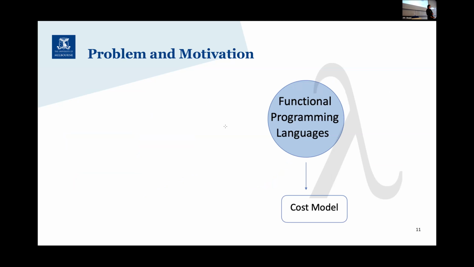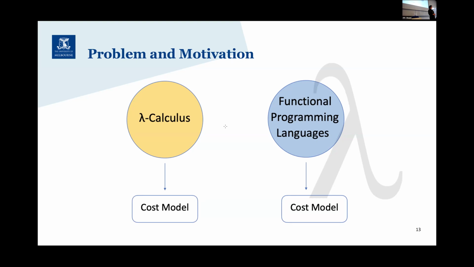So in order to get the cost of functional programs, we have to get cost models for those programming languages. And this is where lambda calculus comes in. Lambda calculus is the basis of functional programming languages. As such, if we can get a cost model for lambda calculus, we can then develop things upon that for functional programming. So that's our motivation for our work on cost models.